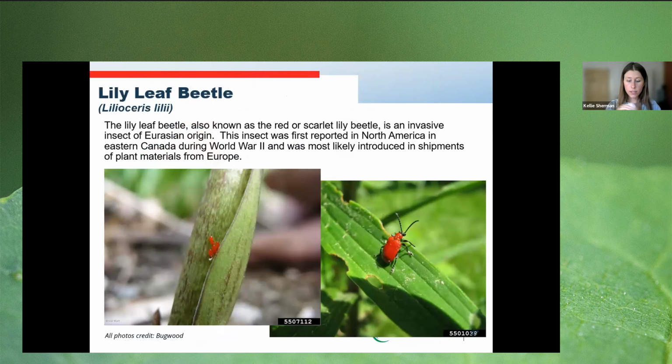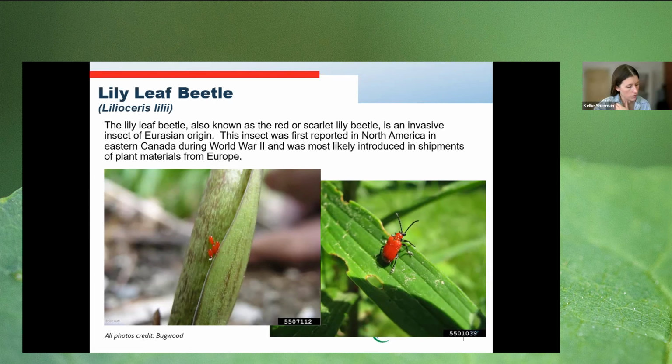Okay, last but not least, and hopefully we have time for a few more questions, is lily leaf beetle. So the lily leaf beetle, also known as the red or scarlet lily beetle, is an invasive insect of Eurasian origin. It was first reported in North America and Eastern Canada during World War II, again, most likely introduced in shipments of plant materials from Europe.